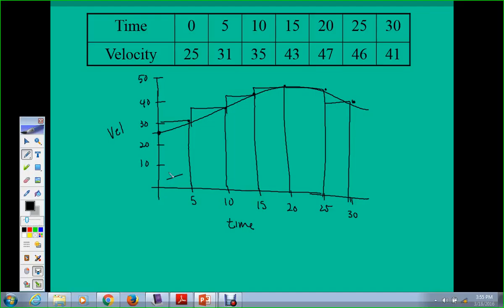So to find the area of this first rectangle, the width is 5, and then we're going to be looking at, well, if we plugged 5 into our function, we would get 31. So we'd have 5 times 31. That would be the area of the first rectangle. Plus, the width of the second rectangle is 5, and if we plugged in 10 to our function, we would get 35.